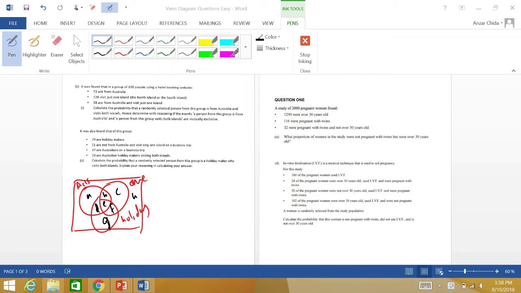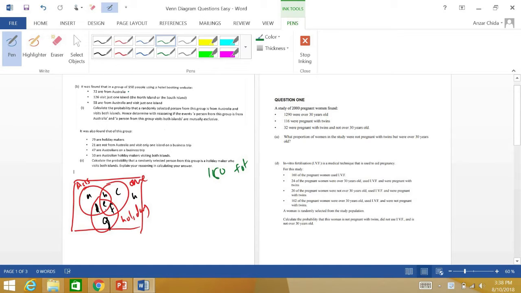So when it says 72, it was found that in a group of 150 people. Now the first thing is this number, 150. It's the total, so I'm just going to write that up here. The total is 150. The next thing, it says 72 are from Australia.